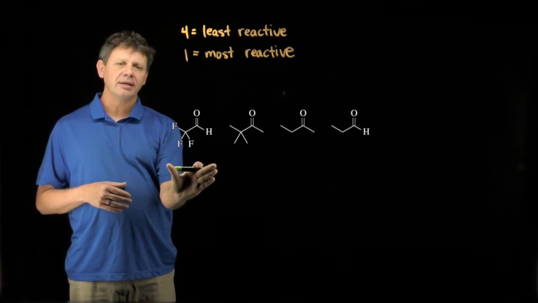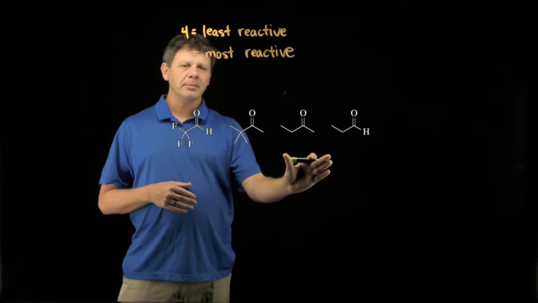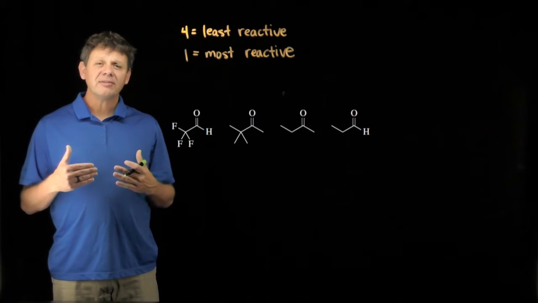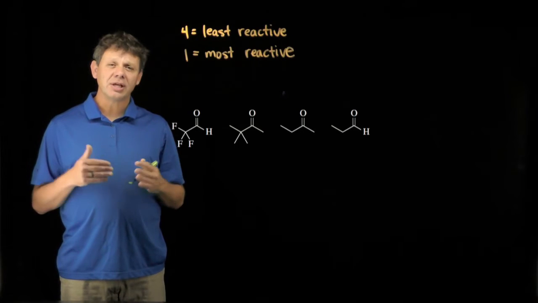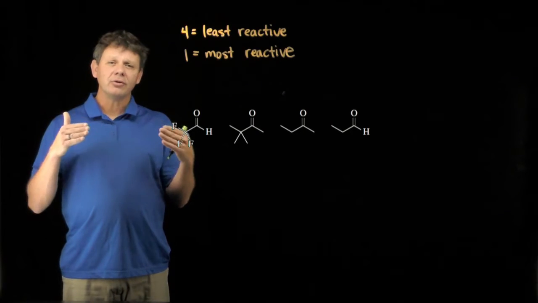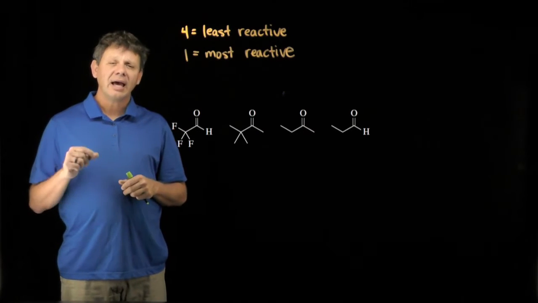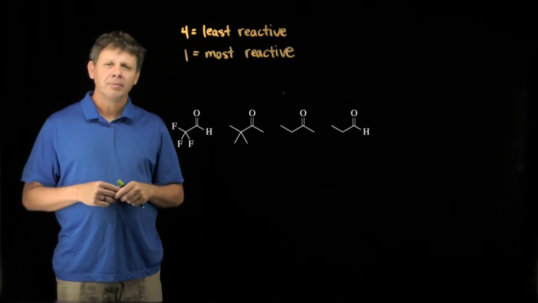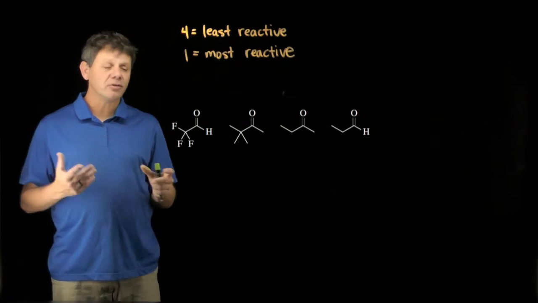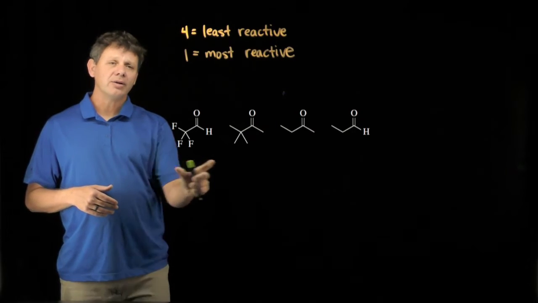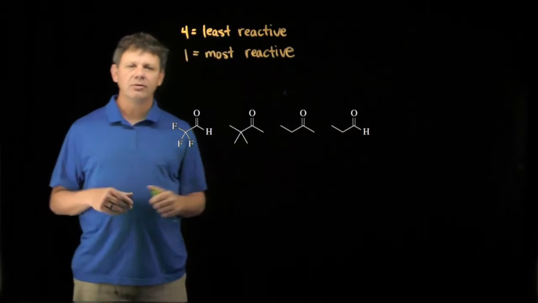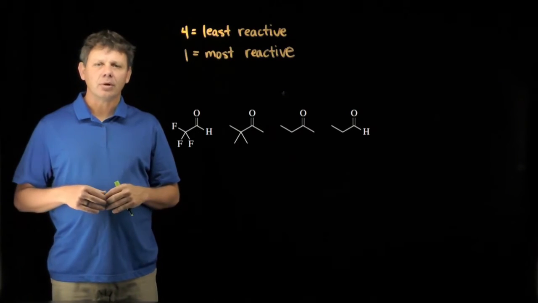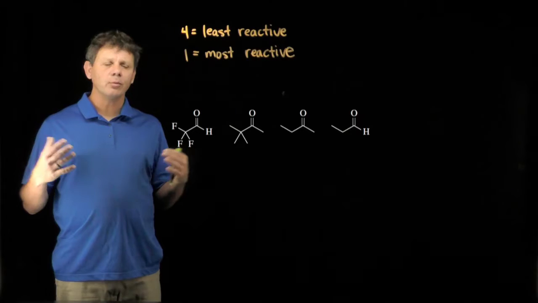So we have an aldehyde here on the left, two ketones in the middle, and then another aldehyde on the right. Because aldehydes have less hyperconjugation, less electron density being donated to the carbonyl carbon, aldehydes are going to be better electrophiles. They're going to react more quickly with nucleophiles. And so our aldehydes are going to be 1 or 2, right? They're going to be the two that are most reactive. And the ketones will be 3 and 4. Now let's decide which is which.